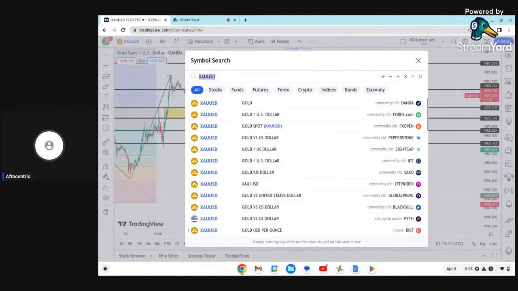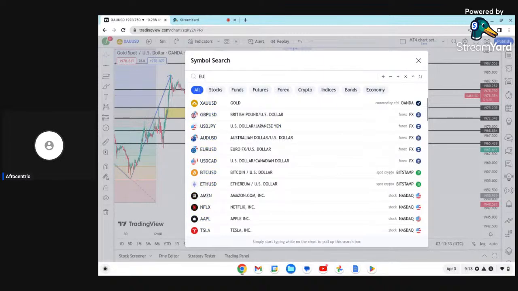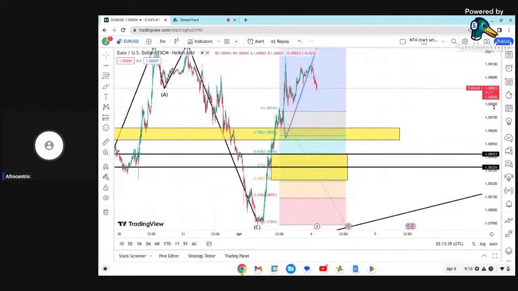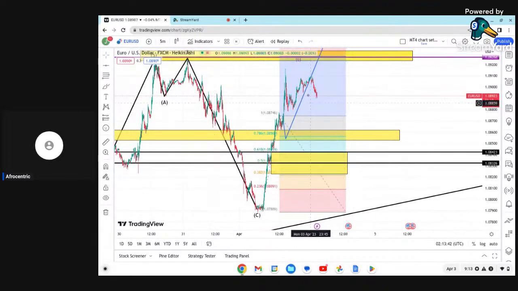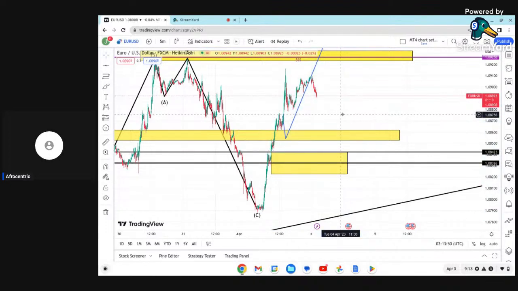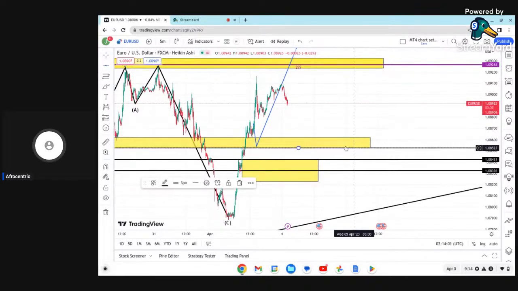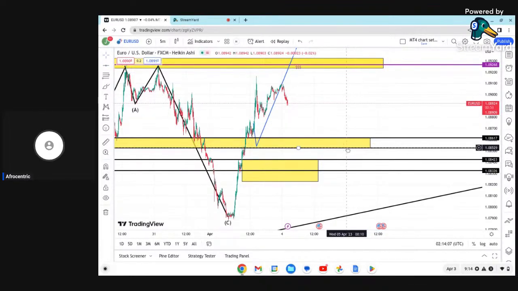Let me see something. So I did gold. What was the other one? EURUSD. So EURUSD, the exact same thing. This is gonna sell off, and let me take this off. This is gonna sell off into this box here. So you can use this as a target point. You can use the bottom of this box, or you can use the top of this box. Me, I'm using the bottom of this box at 1.08527.